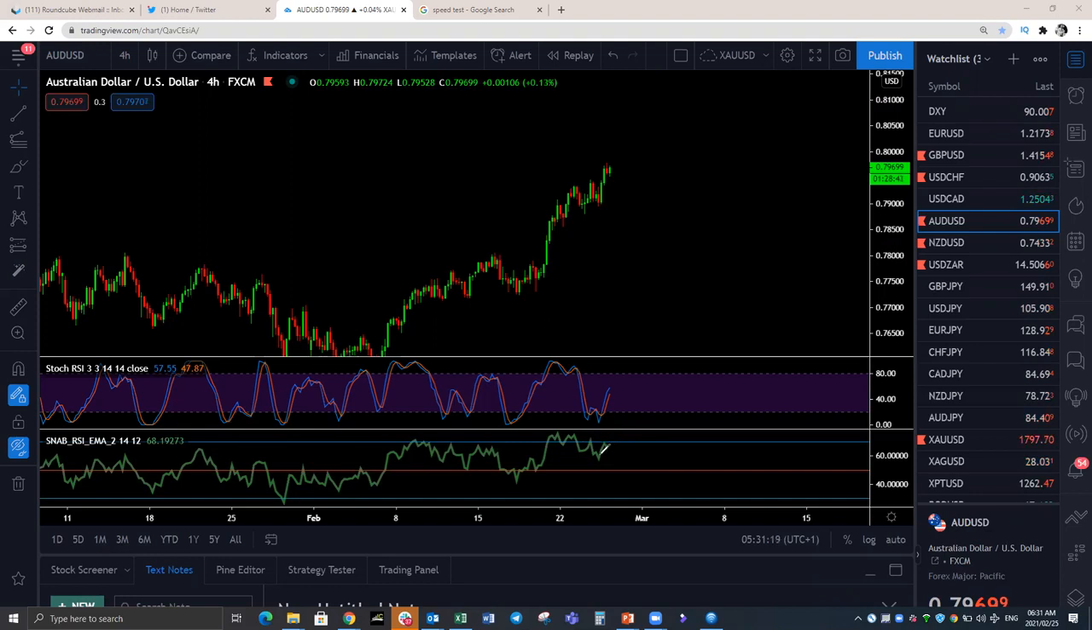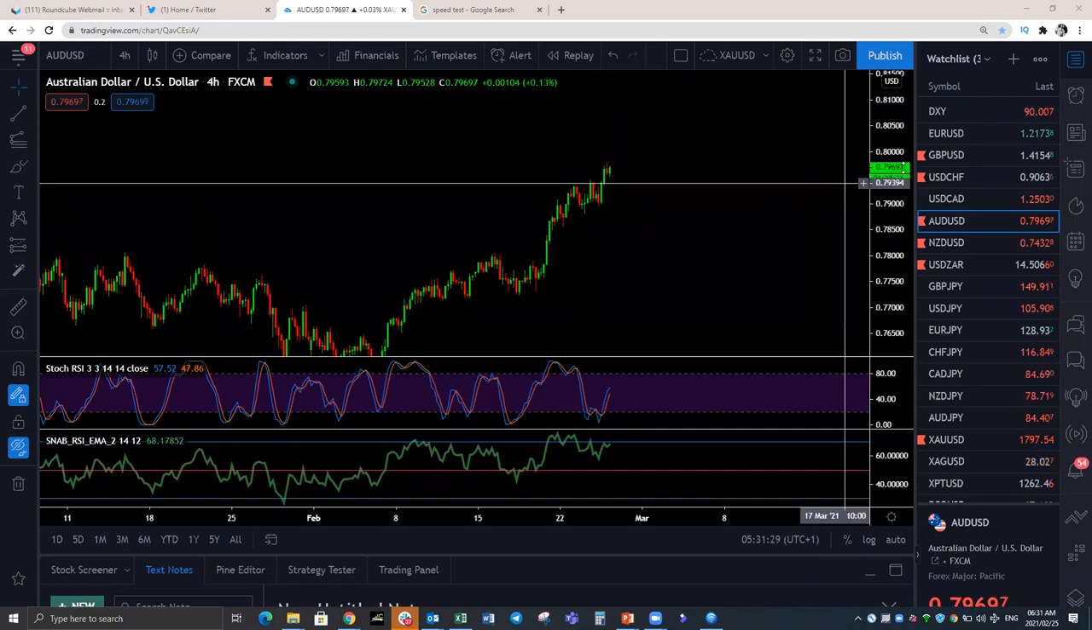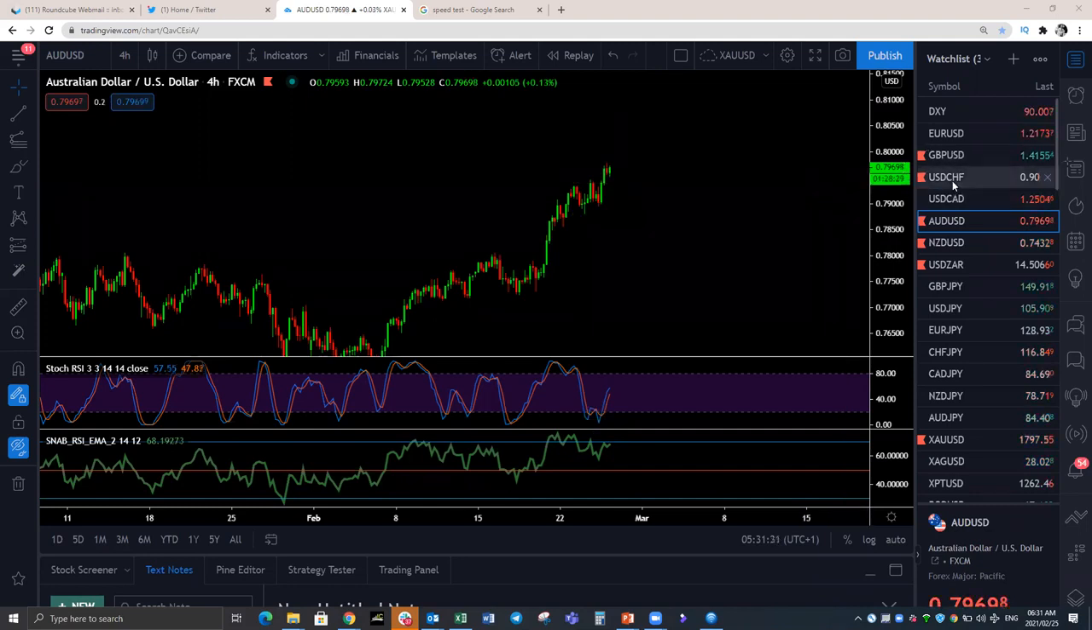Look at this here. RSI well above 50, showing that this is still going to push to the upside. We're still expecting more upside on Aussie US dollar. All right, let's run through the rest. Pound, we've already gone through.